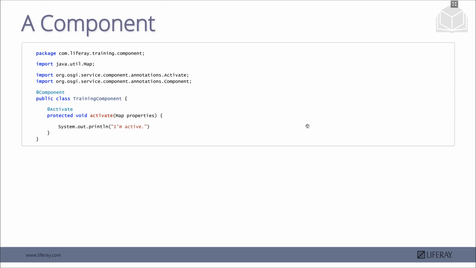All right, so let's take a look at how a component is made. It's pretty straightforward here. We see a very simple Java class, and right above the public class TrainingComponent, there's an annotation @Component. When the component is activated, the activate method is going to be called. And in this example, we're just going to print "I'm active." So very simple there.